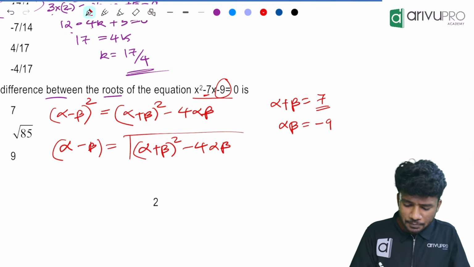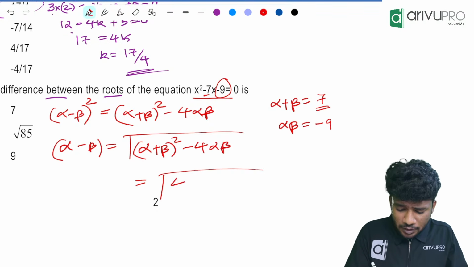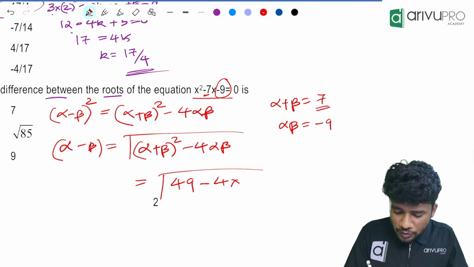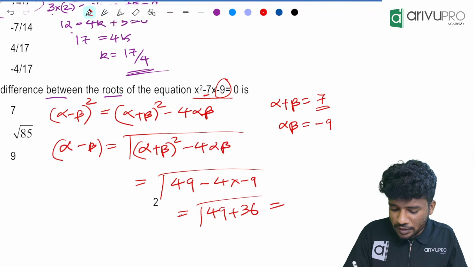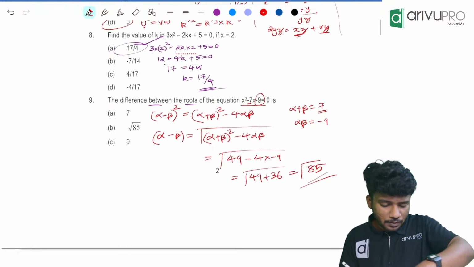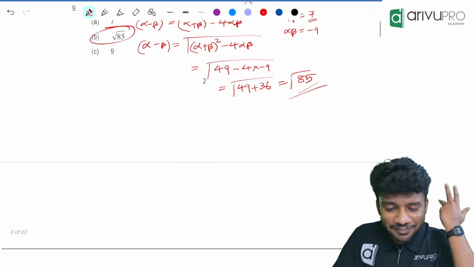Substitute everything over here. It will become root of alpha plus beta, which is 7, 7 square is 49, minus 4 into minus 9. It will become root of 49 plus 36, which is root of 85. Which option is giving you the answer? Option B is giving you the answer. Direct question, very easy answers.